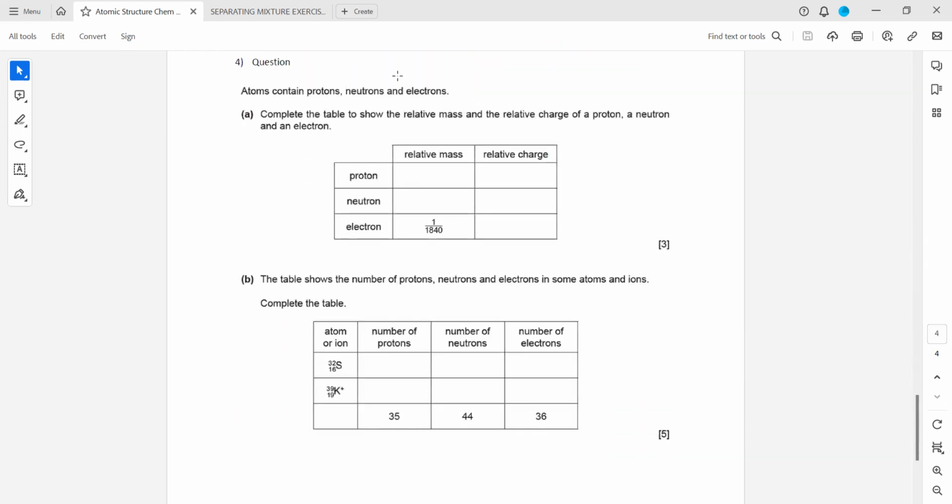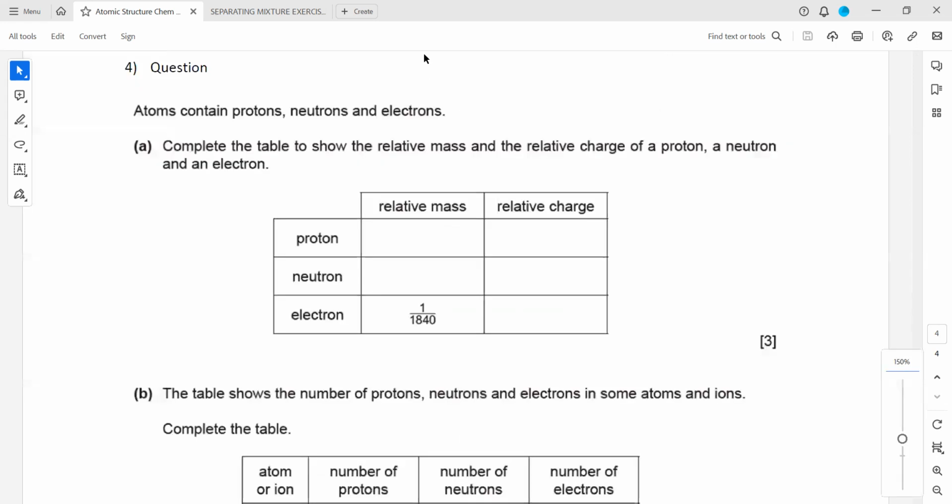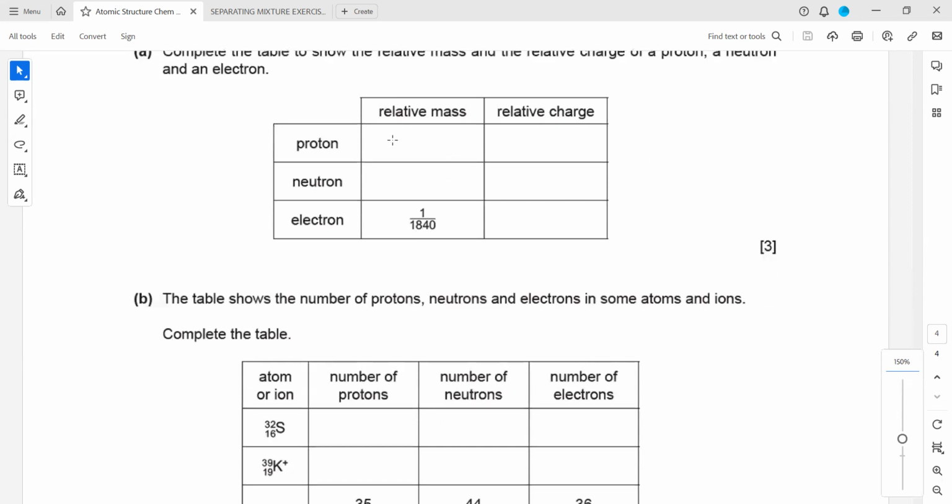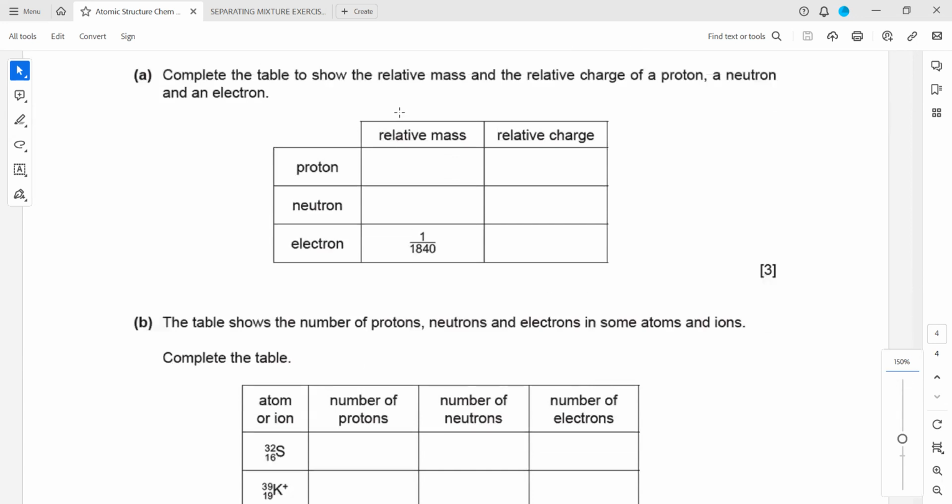Then moving on to question 4. An atom contains proton, neutron, and electron. You have to complete the table by writing their relative masses and relative charges. This is related to memorizing the relative mass. Proton and neutron have the same mass, so the relative mass is 1 and 1. Relative charge for proton is +1, electron is -1, and neutron does not have a charge, so we write 0.